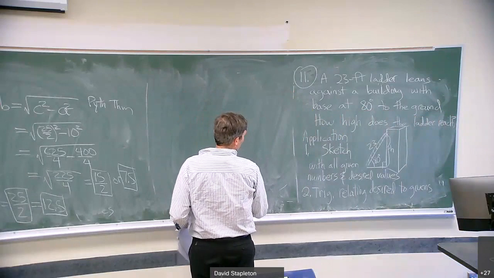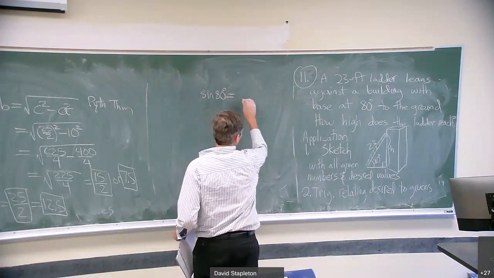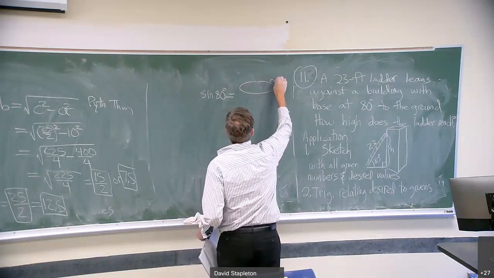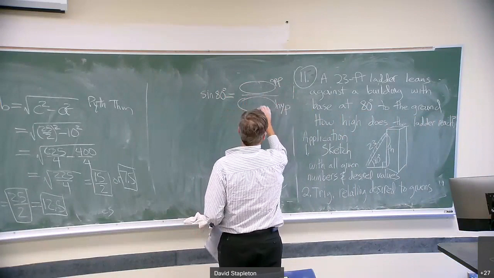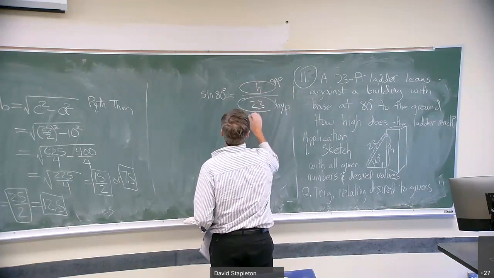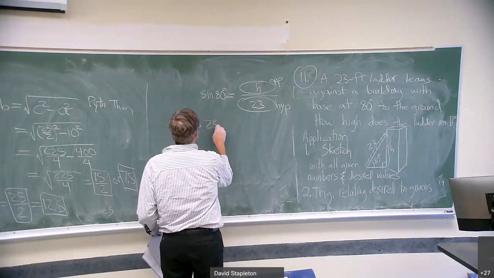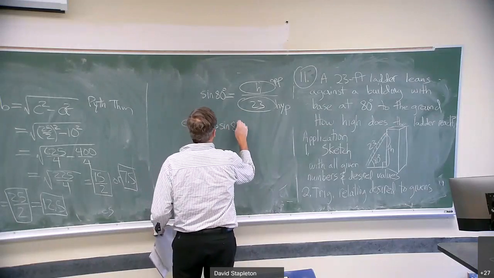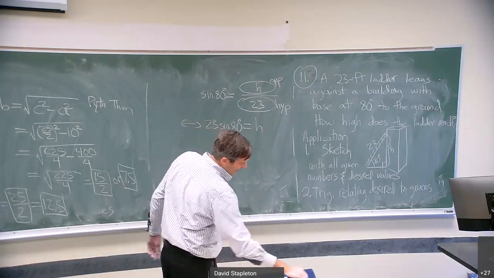So step 2, then I'll say the sine of 80 degrees is equal to opposite over hypotenuse, is h over 23. This is easy to solve, right? Just multiply both sides by 23 and get 23 sine 80 degrees is equal to h. Run that on the calculator.